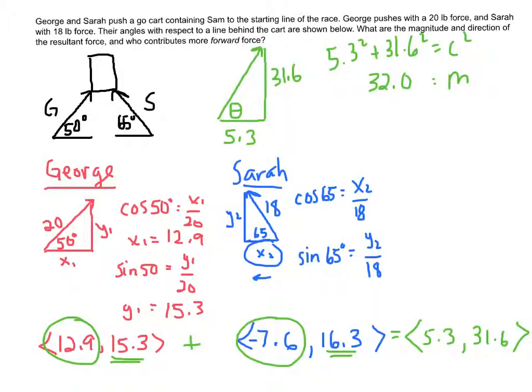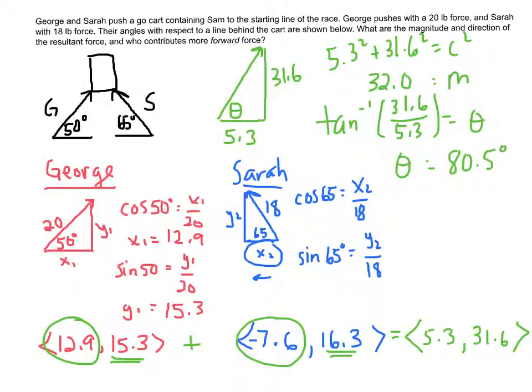And for my direction, we do tangent inverse of 31.6 over 5.3. So my angle is going to be 80.5 degrees. So I have my magnitude and I have my direction of the resultant vector.